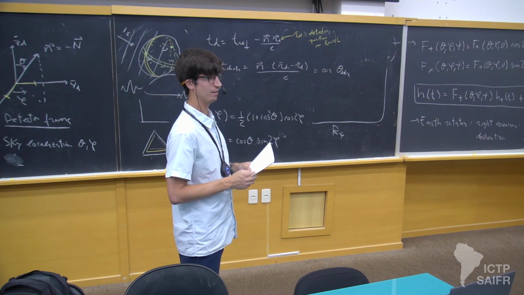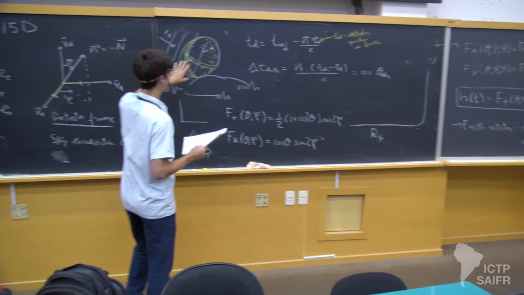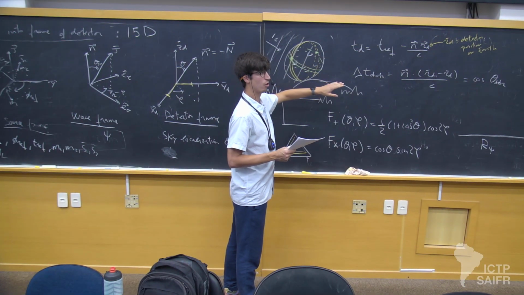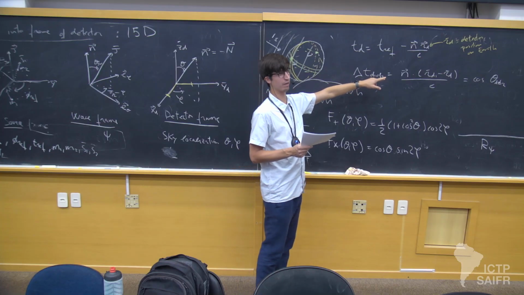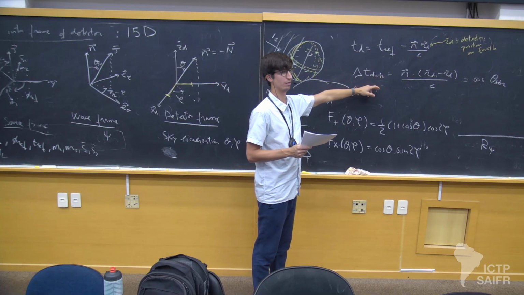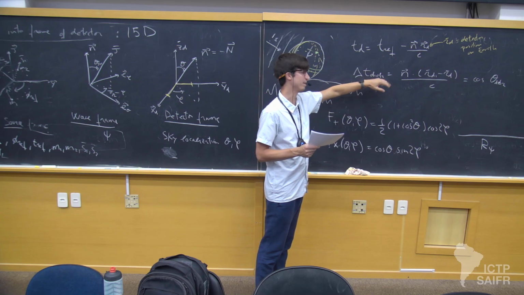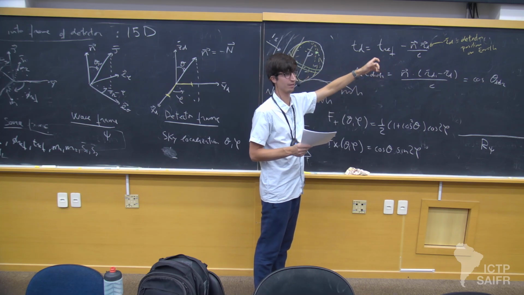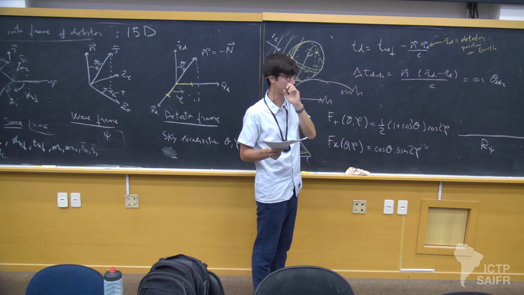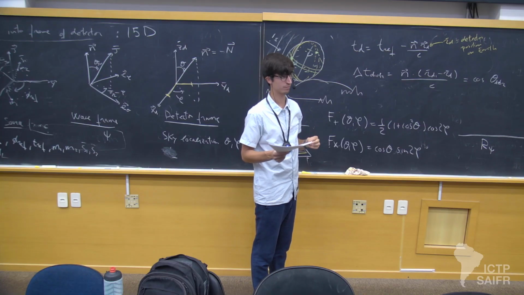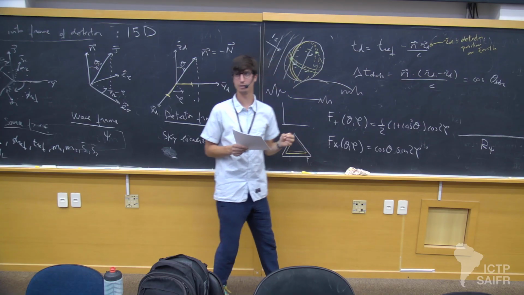Exactly. No, you have only two independent ones because there are only two. With three detectors, you have three arrival times, but only two of them are independent. The combinations. And that's why you have, yeah.